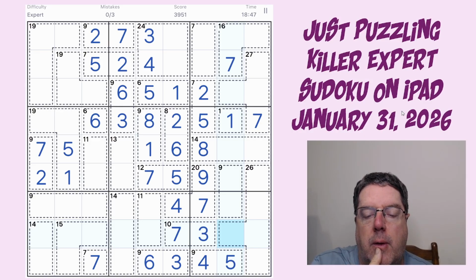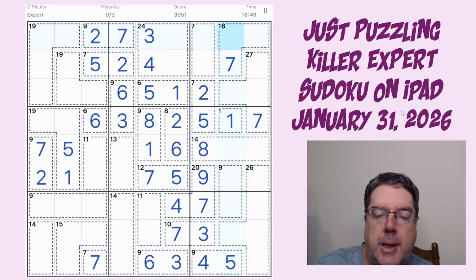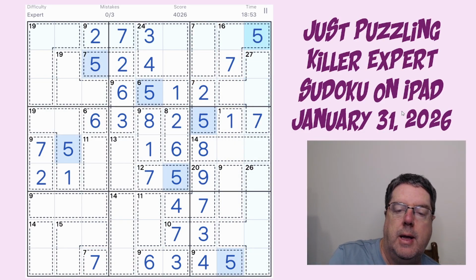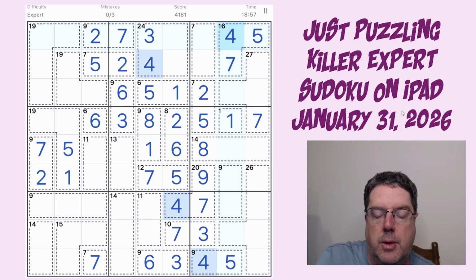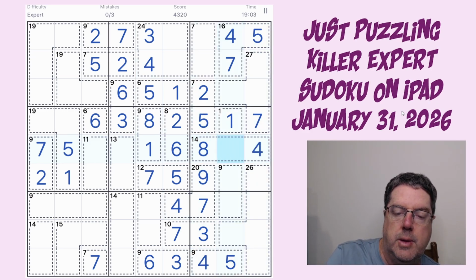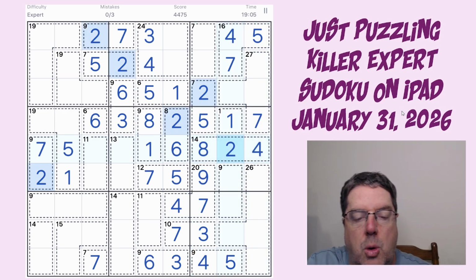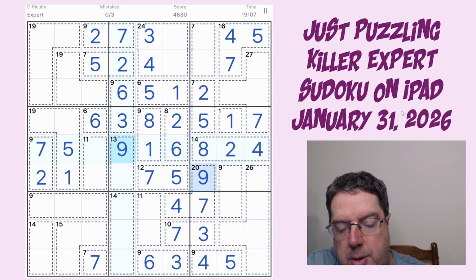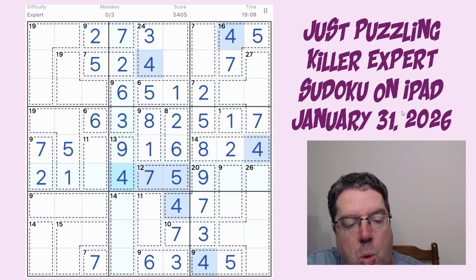Okay, 5 comes up here. 5 can't be in there, so that's a 5 there, leaving this to be the 4. Okay, so 4 can't be here. Remember, that needs to be 4 and 2, so that's a 4 there, leaving that to be a 2. So 4 can't be here, so that's a 9, leaving this to be a 4.